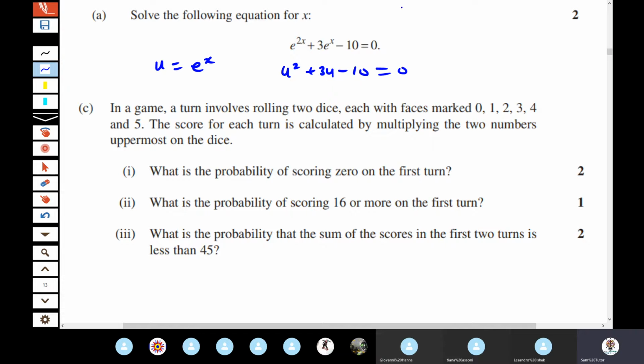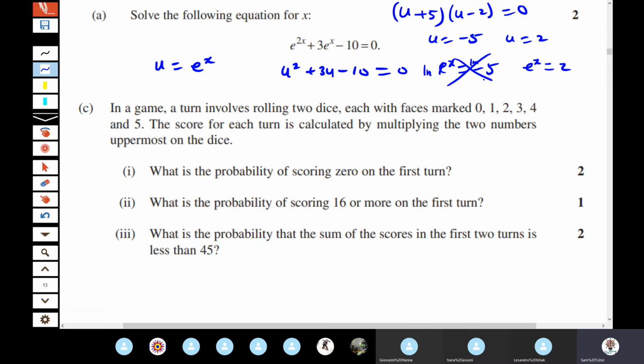Here we go. u plus 5, u minus 2, u equals negative 5, u equals positive 2. That means e to the x equals negative 5, e to the x equals 2. You know your exponential can never be negative. But anyways, if you log both sides, can you log a negative 5? No. So you should get no solution there. This one here, what are you going to do to both sides? Of course, log. What are you left with? x equals log 2. That's the only answer.